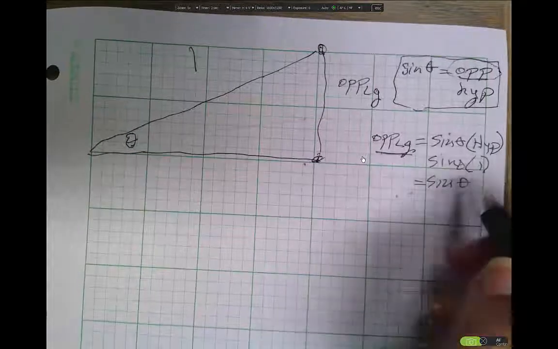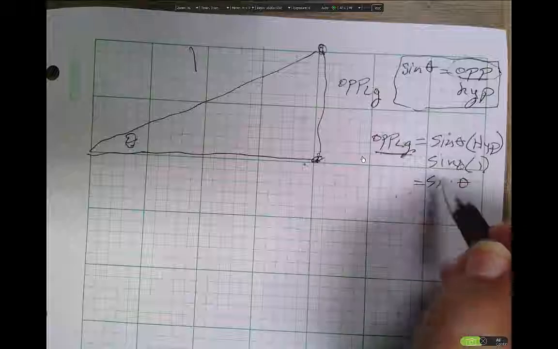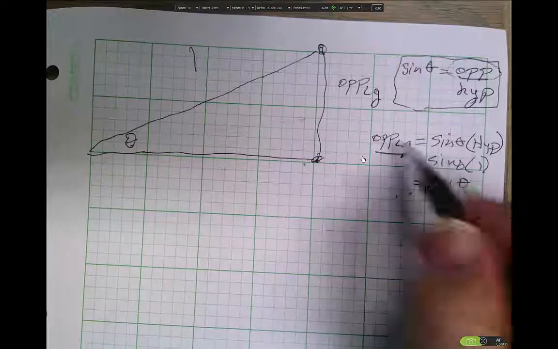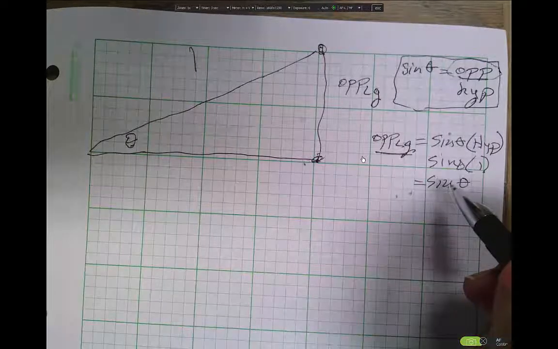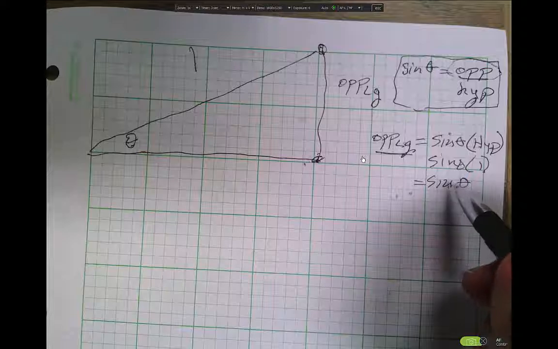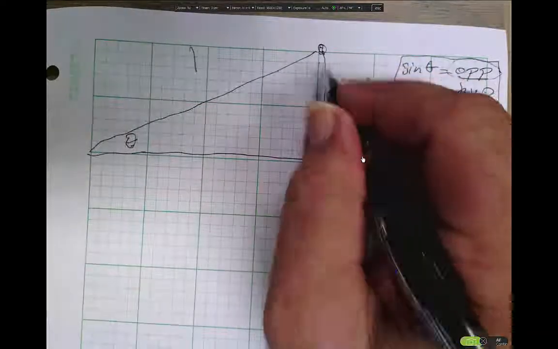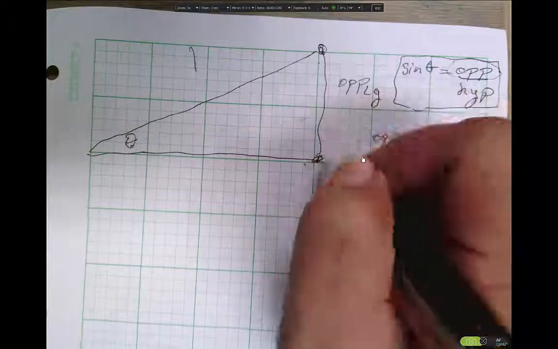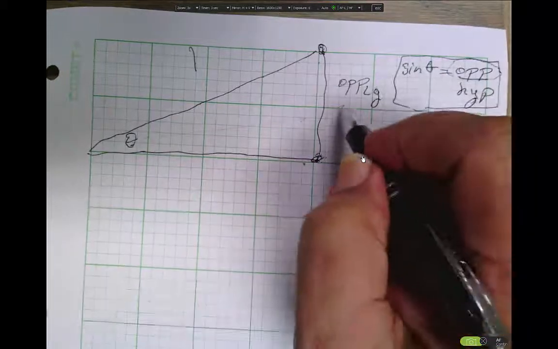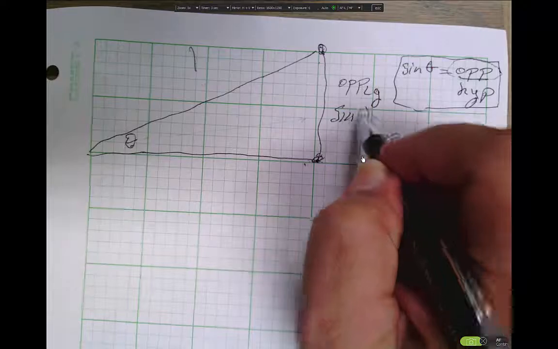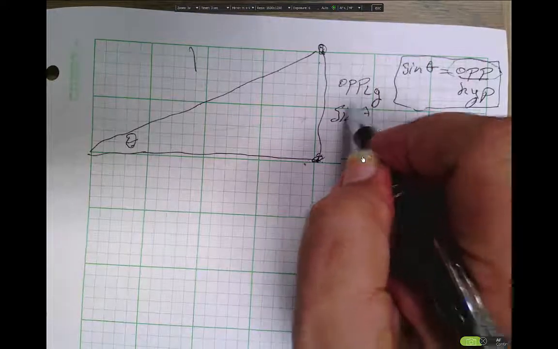So sine of theta being equal to the opposite side, I can use either one of these symbolic values to represent the length of this line segment, or the distance between these two reference points. So that's the reason why we can put sine there.